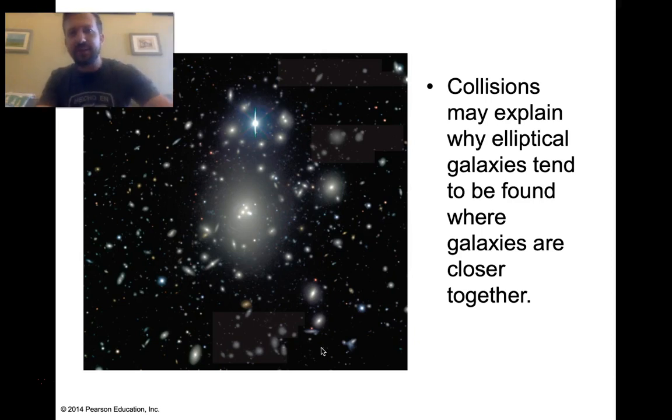And I explained this. Collisions may explain why elliptical galaxies tend to be found much closer together. Yeah, it only makes sense. If you're in a very close vicinity, it's more likely that you're going to run into each other, right?